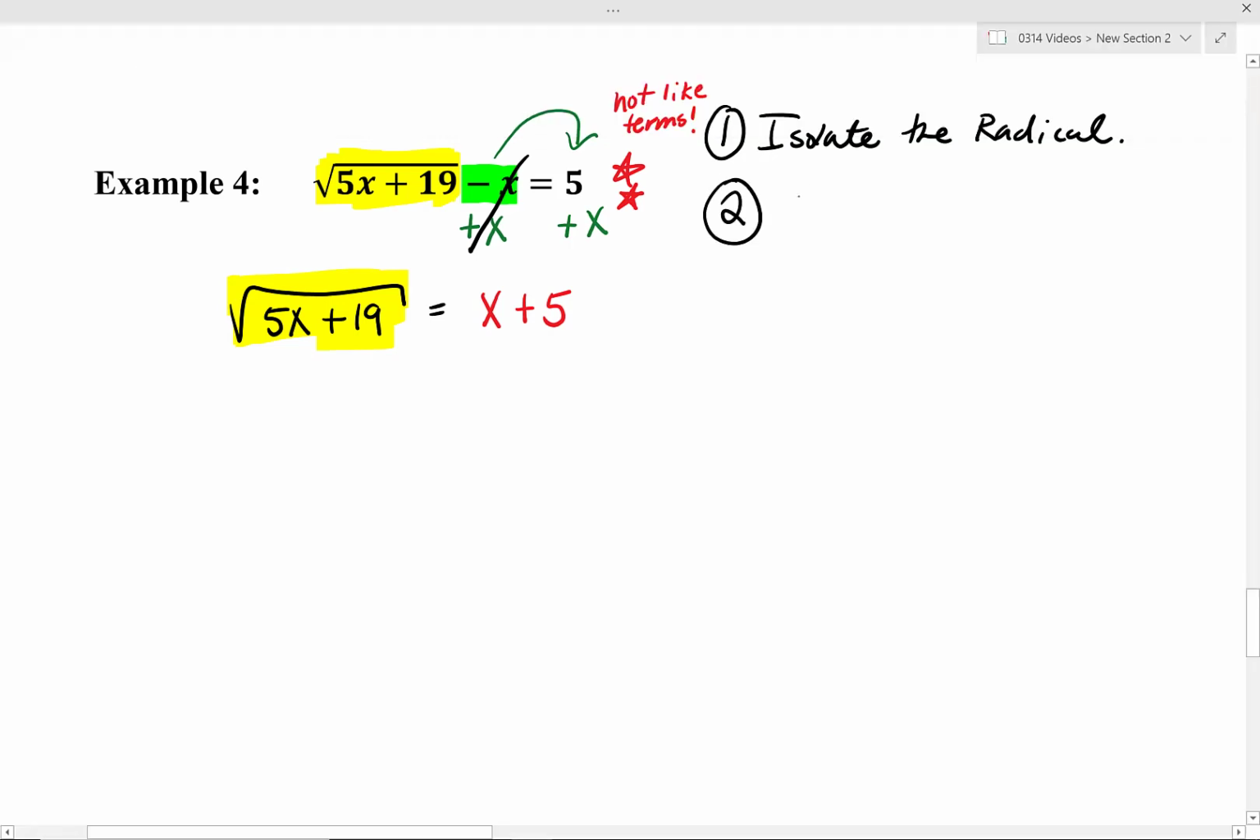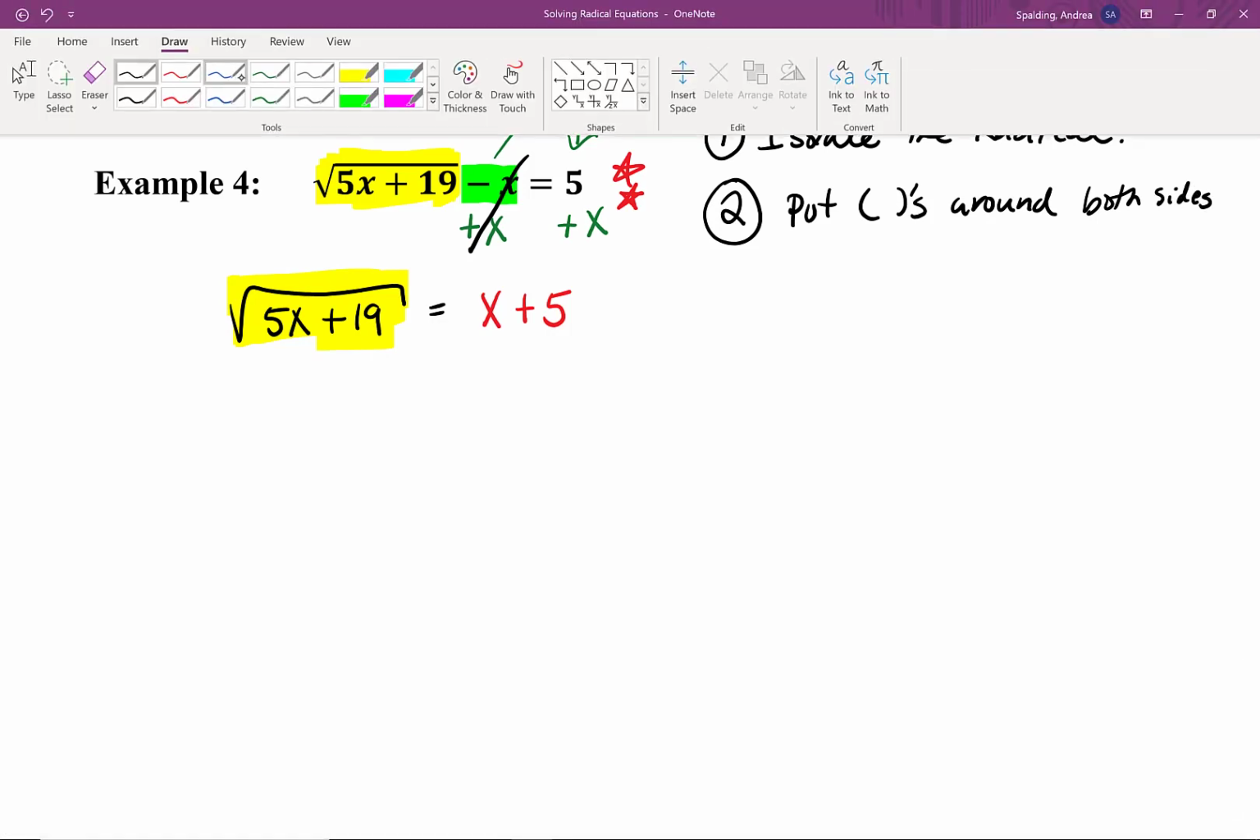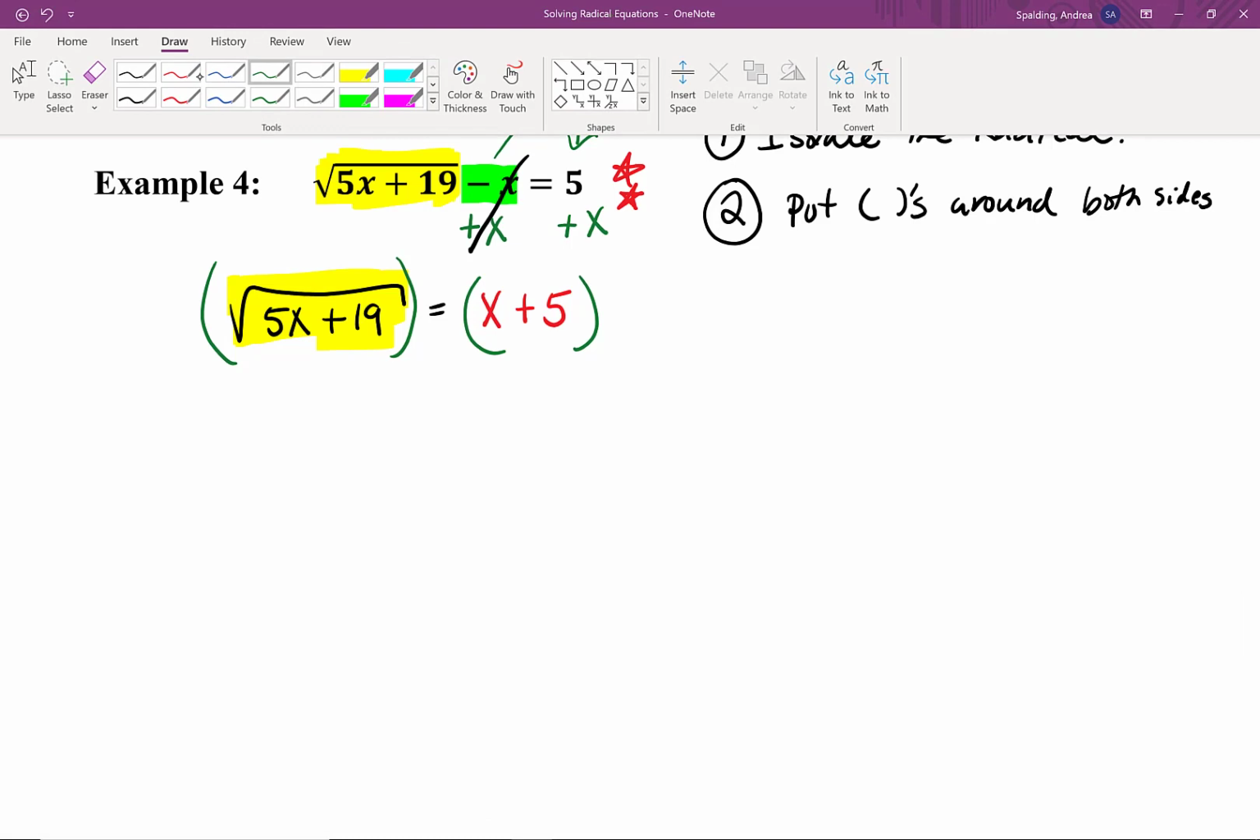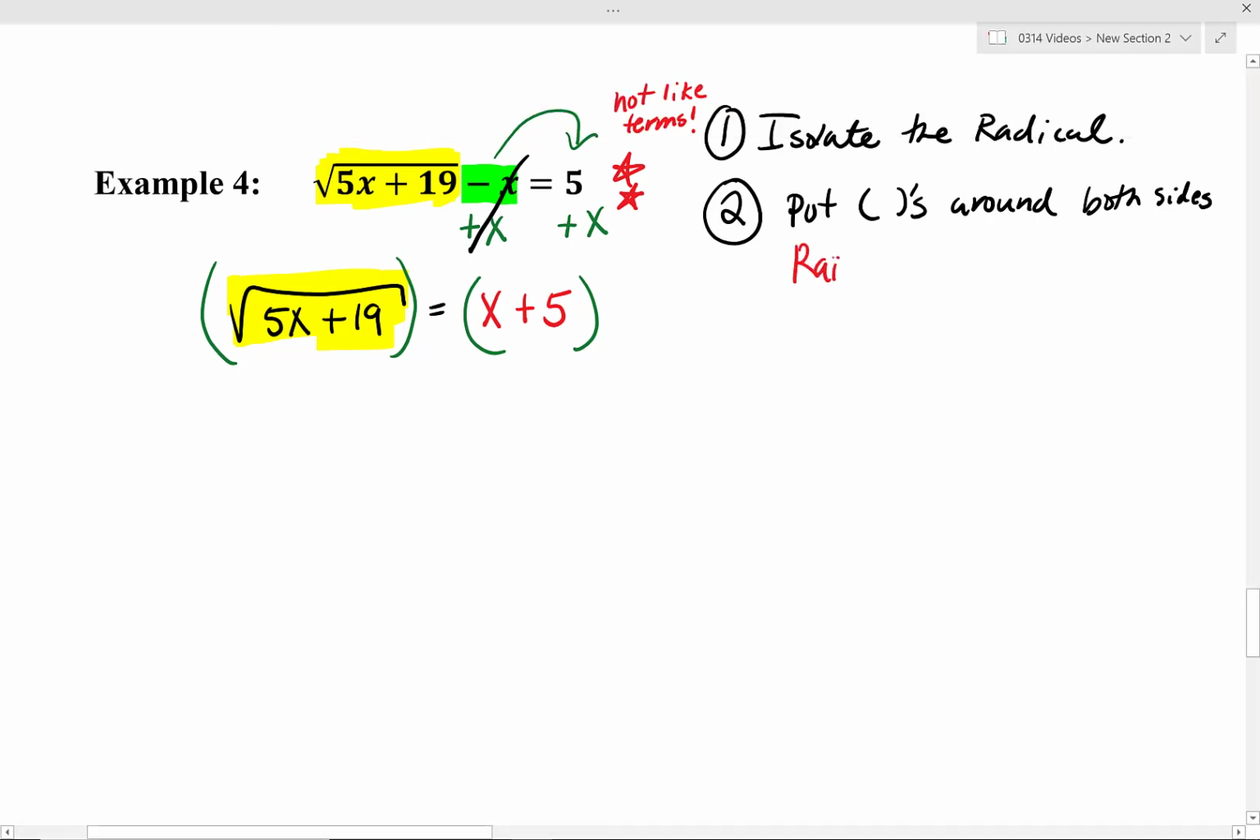All right, what's step 2? Step 2, we're going to put parentheses around both sides. Okay, so we can do that here. Put parentheses around everything on the left and then everything on the right. And now we need to raise both sides to a power.